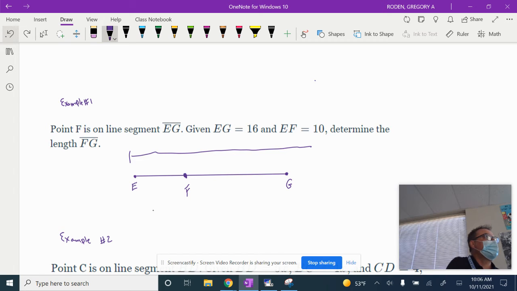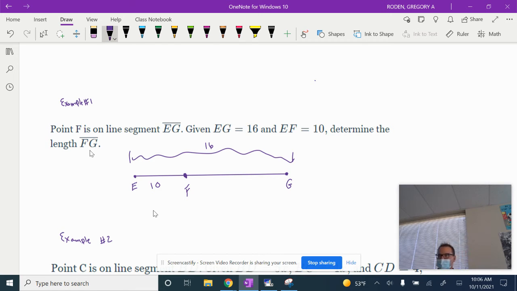No, it's saying from E to G is 16, right? So it's saying this whole distance from here to here is 16. Right? E to F is 10. So how do I know I'm measuring a length here? How do I know that EG is a length? It doesn't have the line on top, right? Yep. Okay. So we want to figure out what is the length of FG.